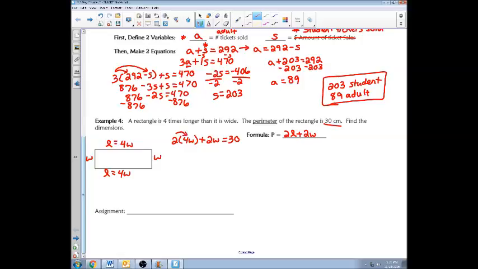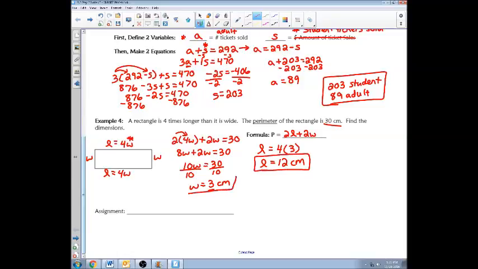Now if I distribute, I'll have 8W plus 2W equals 30. 8W plus 2W would be 10W, which equals 30. Divide that by 10. My W would equal 3 centimeters. Now that I know that W equals 3 centimeters, I'm going to take this 3, plug it in for this W, so L would equal 4 times 3, so my L would equal 12 centimeters.